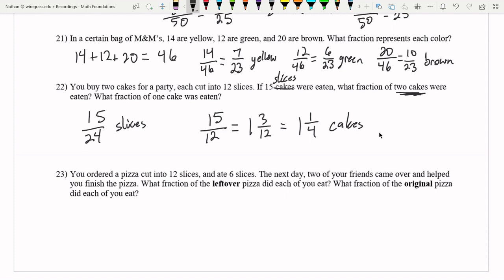What you're talking about for the denominator, right? It'd be slices versus cakes, and that really depends on what's the whole. 2 cakes or 1 cake.